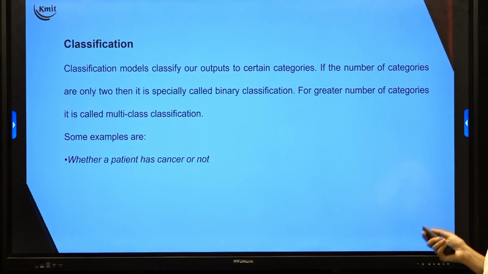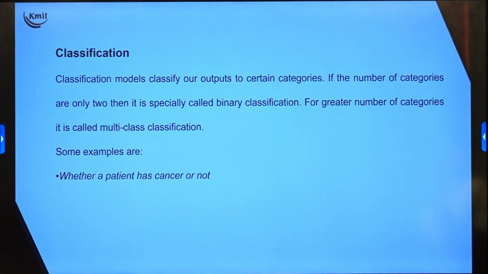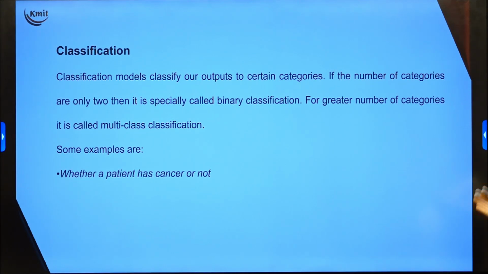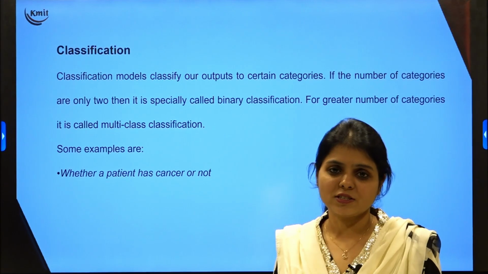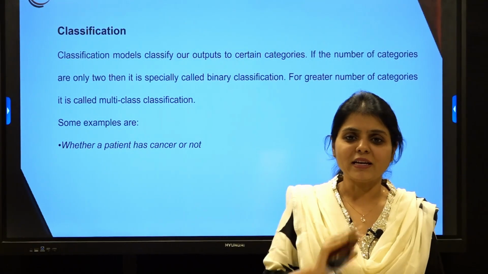Okay, so classification models classify the outputs into certain categories. If you have one category, two categories, we call it binary classification. If you have multiple classes, we call it multi-class classification. For example, type of flowers. Is this a rose or not? Yes or no is a binary classification.